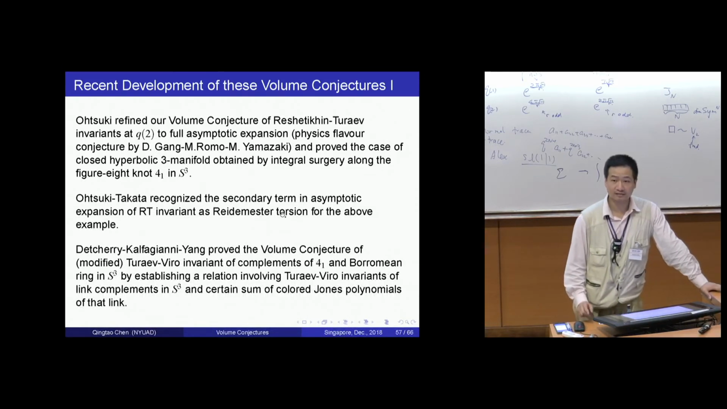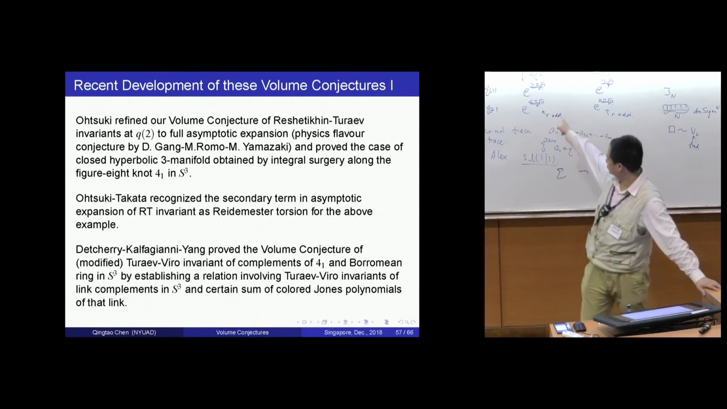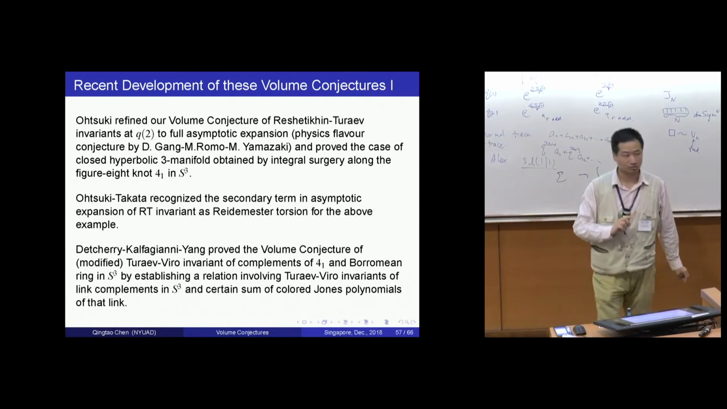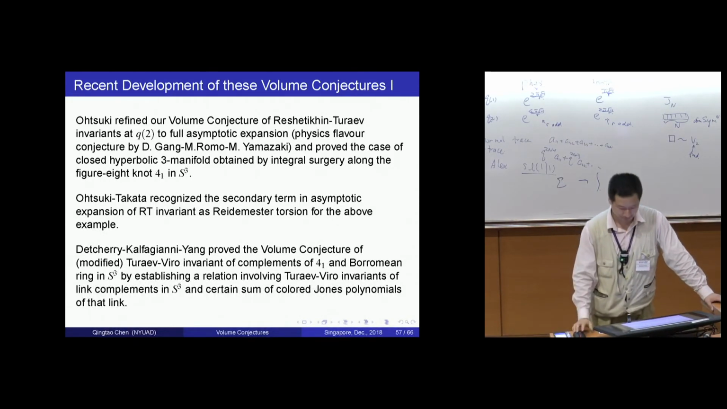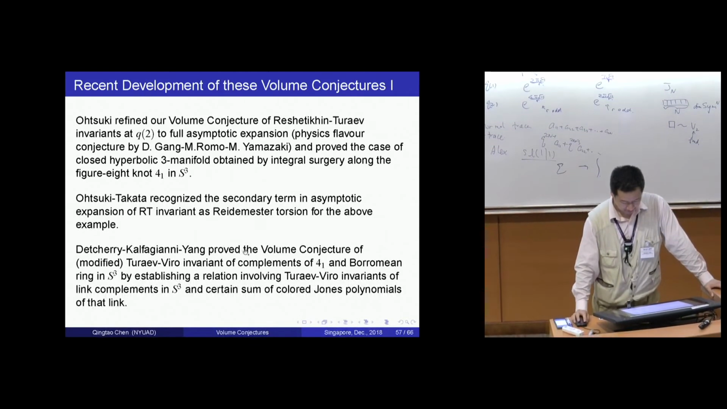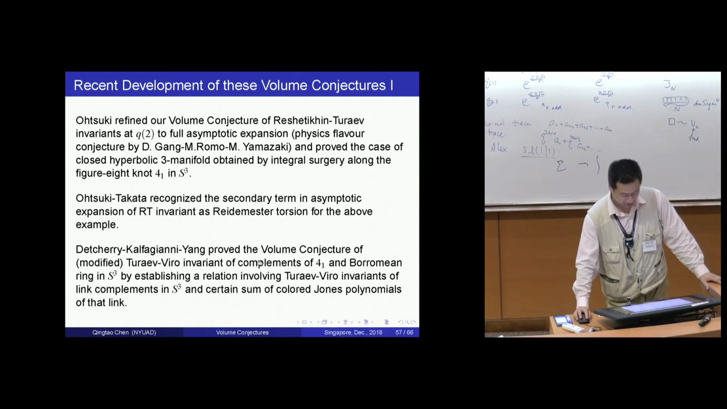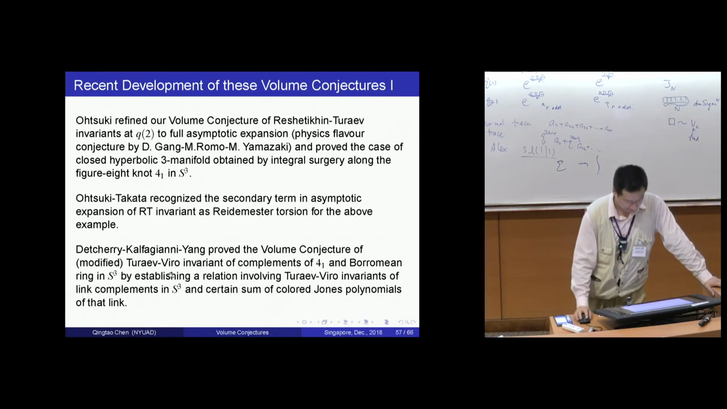And Ohtsuki and Takata further recognized the secondary term in the asymptotic expansion of the Reidemeister torsion. So in Witten's asymptotic expansion, the Reidemeister torsion is the primary term because they consider the first root of unity. Then when we consider the second root of unity, it becomes the secondary term because the volume becomes the primary term. Then Detcherry, Kalfagianni, and Yang proved the volume conjecture for the complements of the figure-eight knot and the Borromean ring. They use some special technique to prove that.